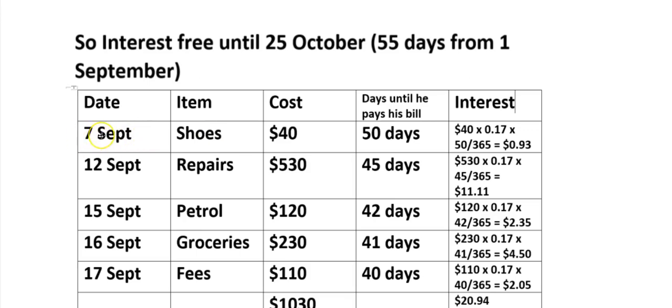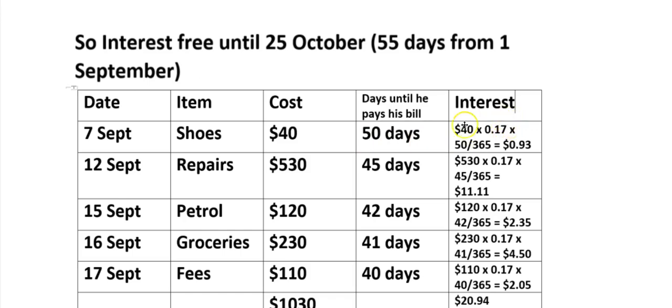So the way that I've done this is I've said 7th of September until the end of the month, which is 30th of September, is 23 days. Then he pays the bill on the 27th of October. So 23 plus 27 is 50 days. And because he hasn't paid on the due date, he's paying 50 days worth of interest. He doesn't pay the 2 days that he's paying his bill late. He's paying all the way back to the purchase time.